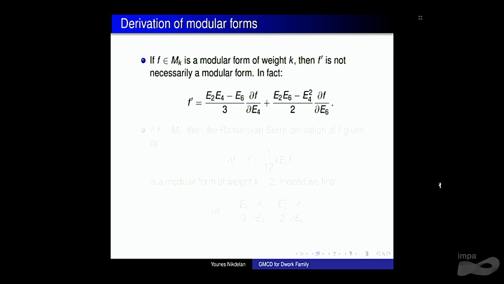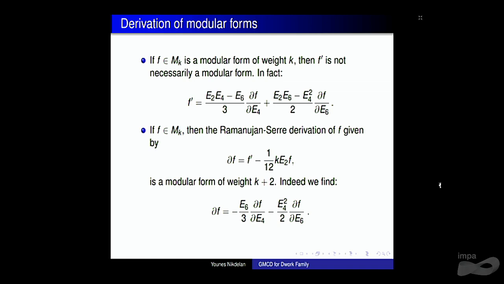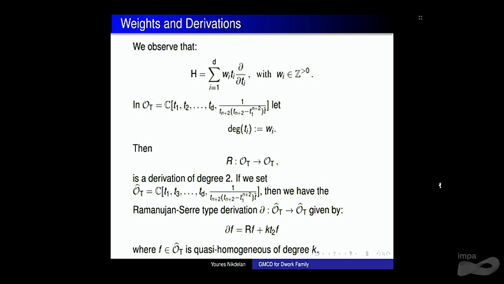As you can see, E2 appears in the expression. So the derivation of a modular form is not necessarily a modular form; it's a quasi-modular form. But we have another derivation, known as the Ramanujan third derivation, where we subtract some multiples of E2. By this subtracting, we can eliminate all these factors of E2 that appear here. And then by this derivation, any modular form goes to another modular form. As I told, we expect such a property.